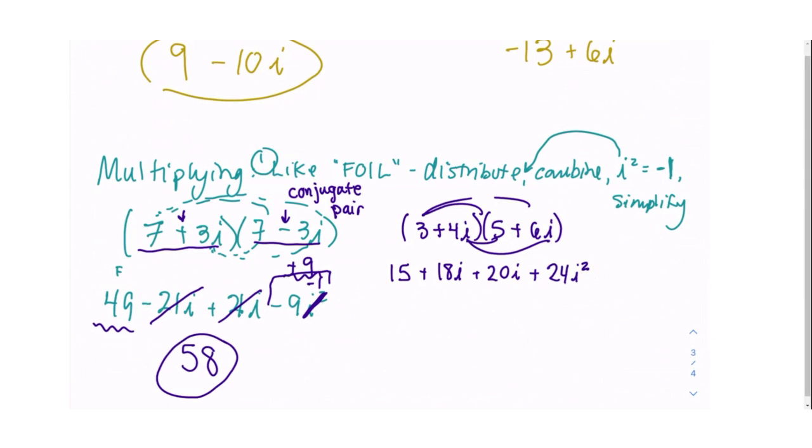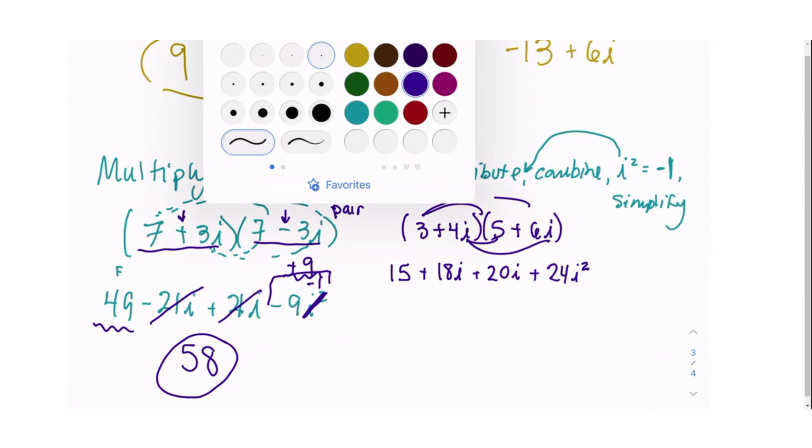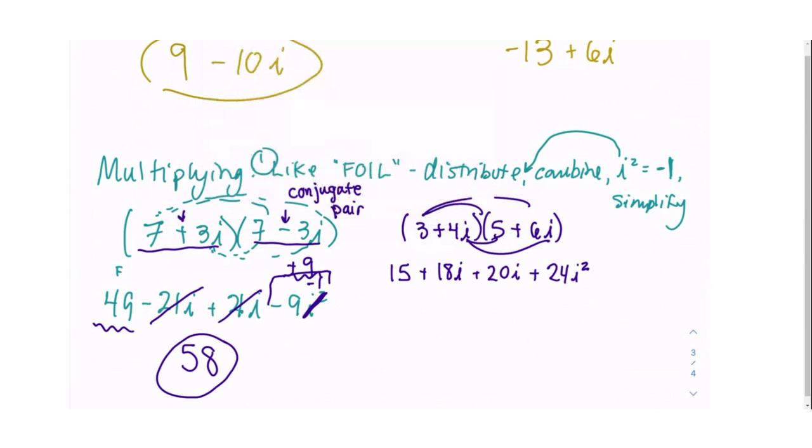Then I'm going to come here. Change color. Pink. Okay. This will be negative 1. So that means this right here would be negative, or subtract, 24. So then 15 subtract 24 is negative 9. And I always put the real number first. And then 18 plus 20 would be 38i.